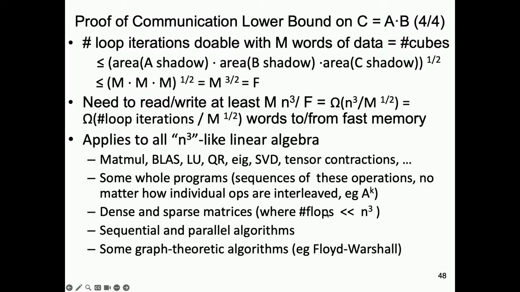So the only thing that changes with the lower bound is n cubed changes into the number of flops, which depends on your sparsity structure. It applies in both the sequential and the parallel case. In the sequential case, M is your cache size. In the parallel case, it's your local memory size. And I don't have to do multiplies and adds. I could be doing something like Floyd-Warshall, which is basically matrix multiply, but it's sums and maxes and stuff like that.